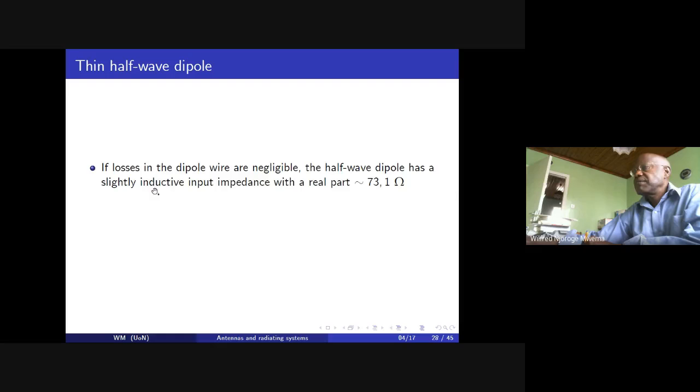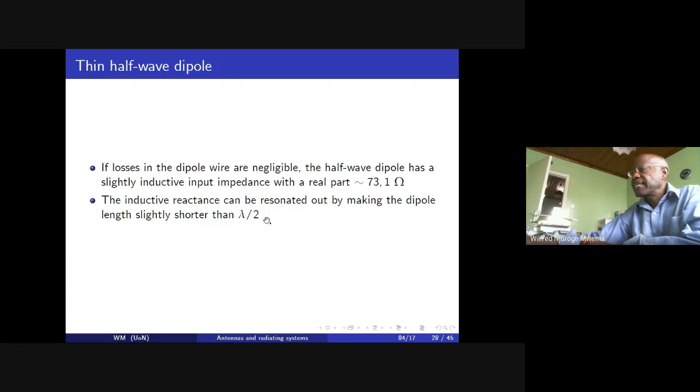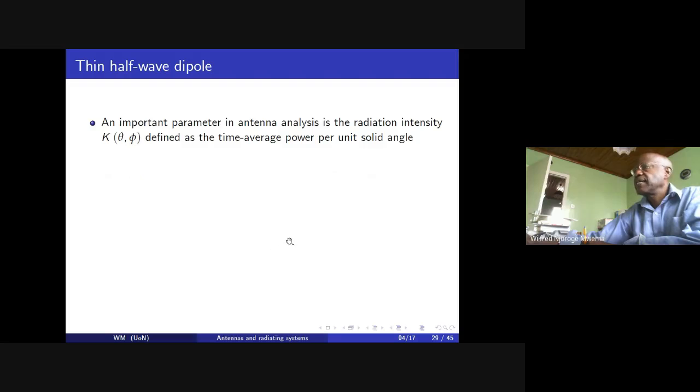The inductiveness is because of the end effects at the open circuits. It's more like you are adding a capacitance to it, and therefore you must have an inductive reactance to that quarter wave length of wire for it to resonate at the quarter lambda length. So the inductive reactance can be resonated out by making the dipole slightly shorter than lambda by 2, which is usually done in practice. Usually, rather than 0.5 lambda, we use something like 0.498 or 0.495 as the length to get that inductance off.